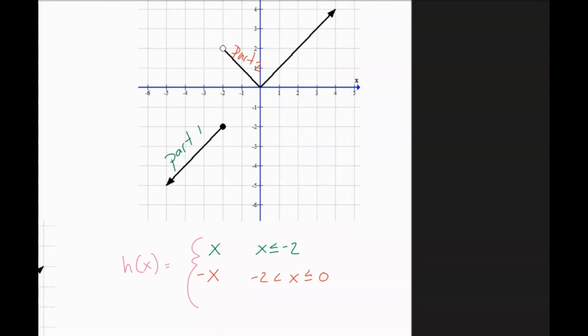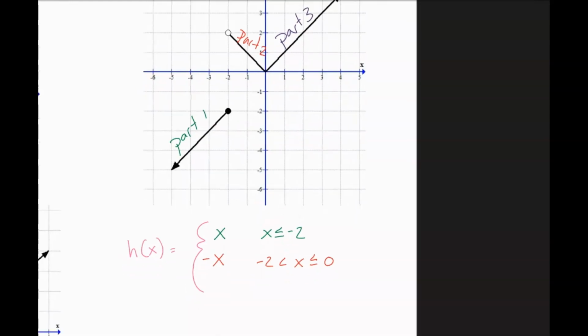And then lastly, part 3. So the slope of this line, the rise over the run, is 1 over 1. So my slope is 1, so it's just x. And my y-intercept is again 0. So my equation for this last part 3 is just x, which makes sense because remember we said part 1 and part 3 could technically be considered one line. So they should have the exact same equation, which they do.